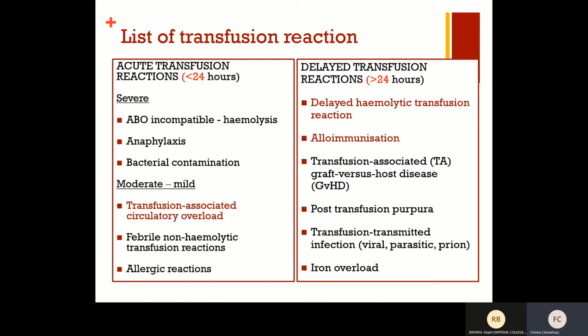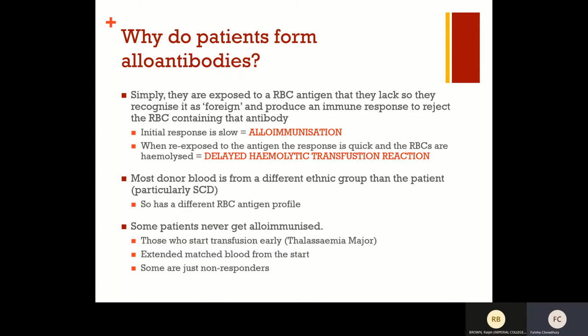So why do patients form alloantibodies? It's simply because they're exposed to red cell antigens that they lack, so they recognize it as foreign and produce an immune response to reject the red cells containing that antigen. And initially, the response is slow, so they're alloimmunized. And when they're re-exposed to the antigen, the response is quick and the red cells become hemolyzed. And this is where you get delayed hemolytic transfusion reaction.